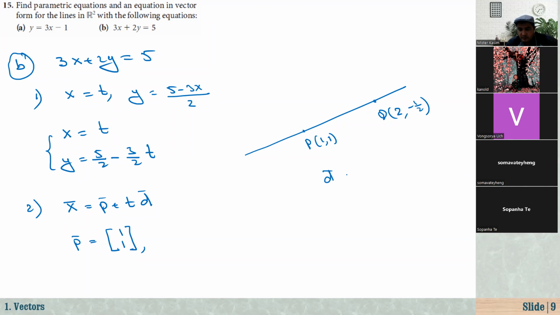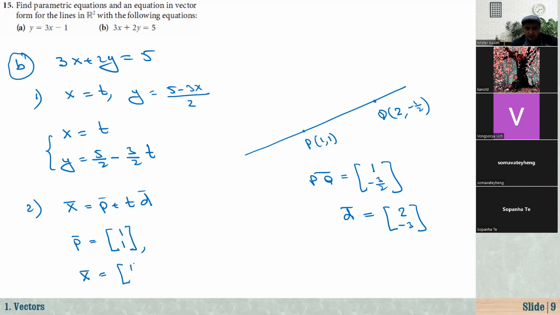So this direction vector will be PQ. 2 minus 1 is 1, and minus 1 over 2 minus 1 is minus 3 over 2. Or you can just multiply this by 2 and get 2, minus 3. So our direction vector will be 2, minus 3. At that time, this vector equation will be P, which is 1 and 1, plus t times d, the direction vector 2, negative 3.